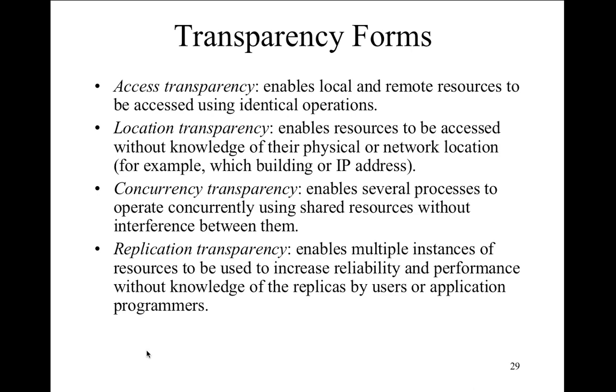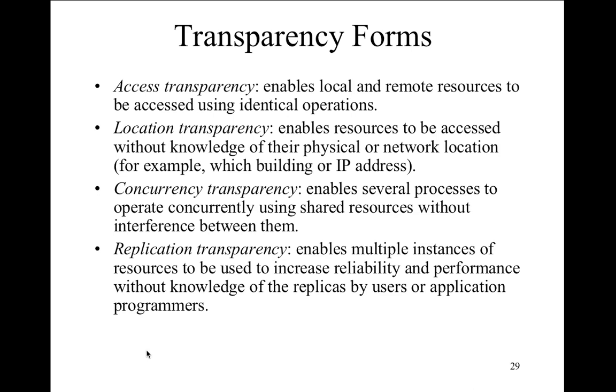Location transparency enables resources to be accessed without knowledge of their physical or network location, for example, which building or IP address. You get that when you type in www.google.com. Although it's a domain feature, you actually have location transparency. You don't know if you're connecting to a server in San Francisco, one in Oregon, one in Washington. You don't know where you're going.